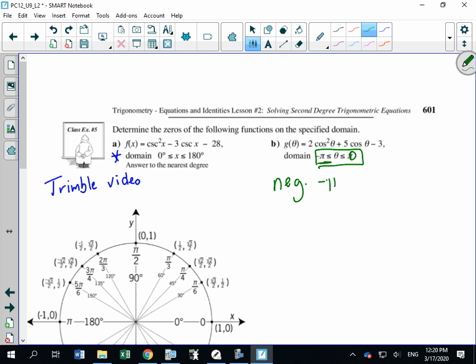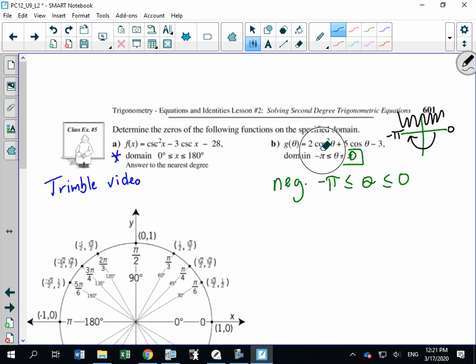So it would be from theta is less than or equal to 0, greater than or equal to negative pi. That is one of my domains. So essentially what that means is from 0 to negative pi, I'm going to look for solutions in this region, and I'm not going to count up here.